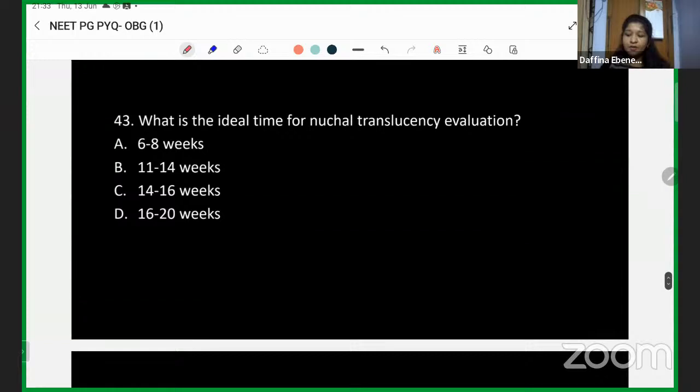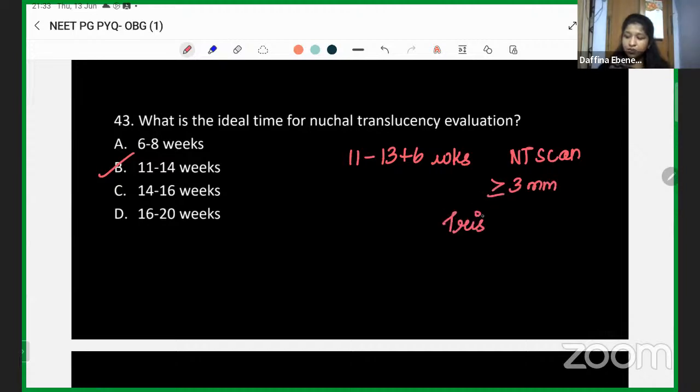What is the ideal time for NT evaluation? This is again a straightforward question. 11 to 13 plus 6 weeks is the ideal time where you can do the NT scan. What is the abnormal value? More than or equal to 3 millimeters. It increases the risk of trisomy 13, 18, 21.